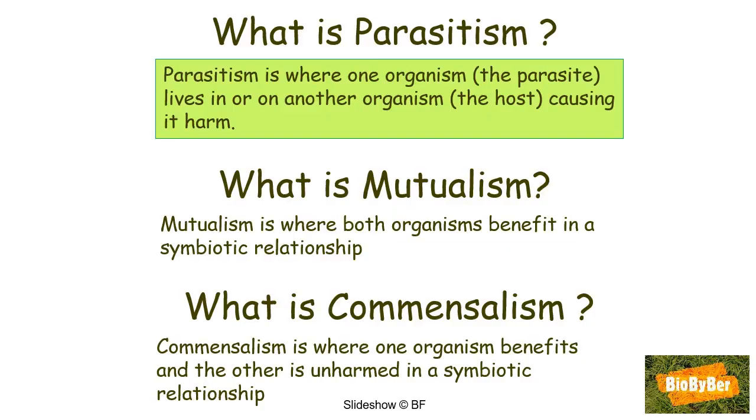As a reminder, the definition of parasitism is very important. It's where one organism, the parasite, lives in or on another organism, the host, causing it harm. The other types of symbiosis are mutualism and commensalism. Now, mutualism is a relationship where both organisms benefit in a symbiotic relationship.